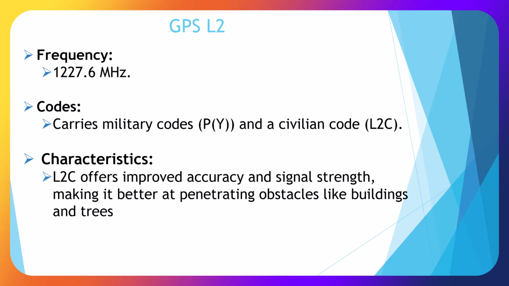GPS L2 has a frequency of 1227.6 megahertz. It carries military codes P and Y, and a civilian code, L2C. L2C offers improved accuracy and signal strength, making it better at penetrating obstacles like buildings and trees.